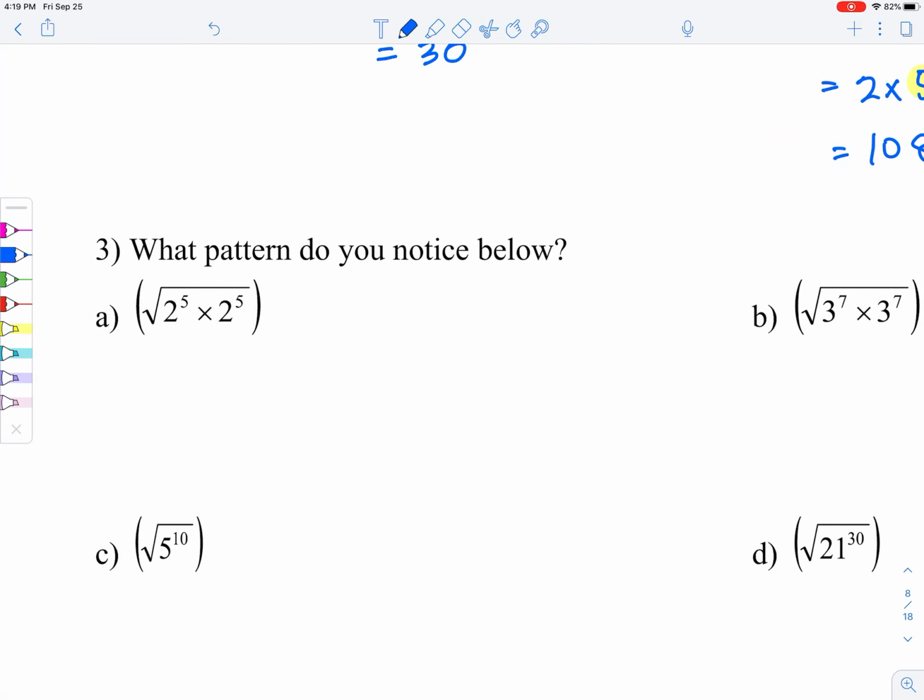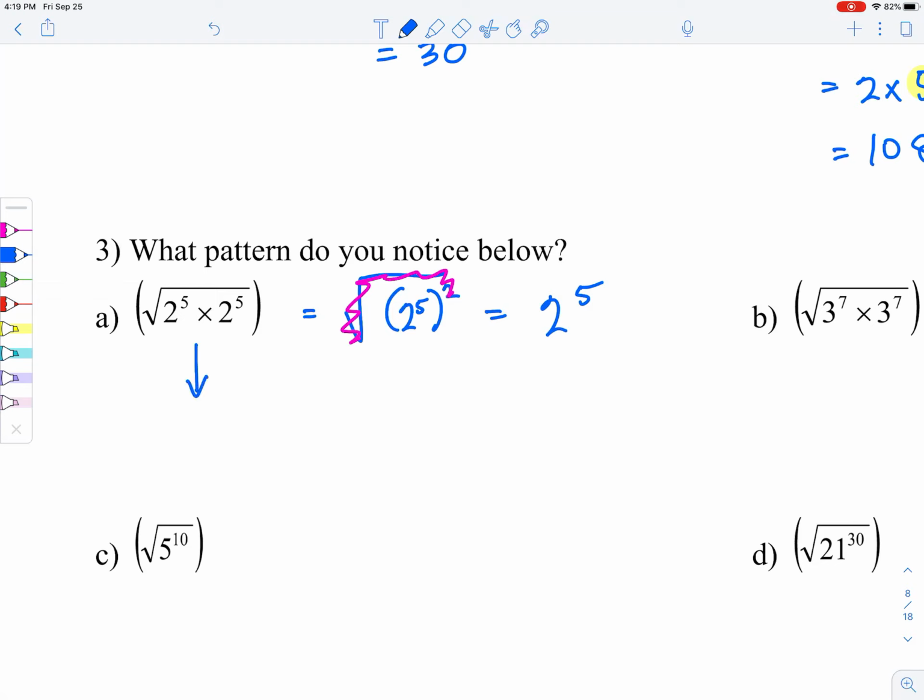Question 3 is something totally different. Question 3 is looking to see if we notice a pattern. So the root of 2 to the 5 times 2 to the 5. I could write this as the square root of 2 to the 5 squared. And then hopefully you remember that the square and the square root undo each other. So I would get my final answer as 2 to the 5.